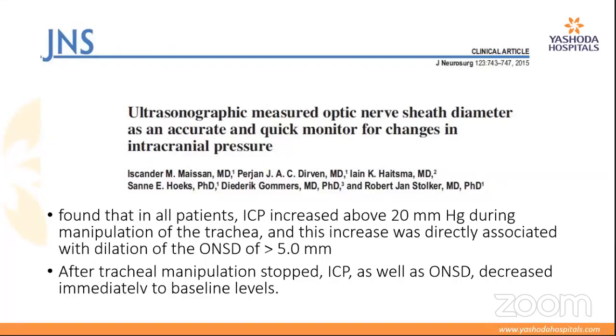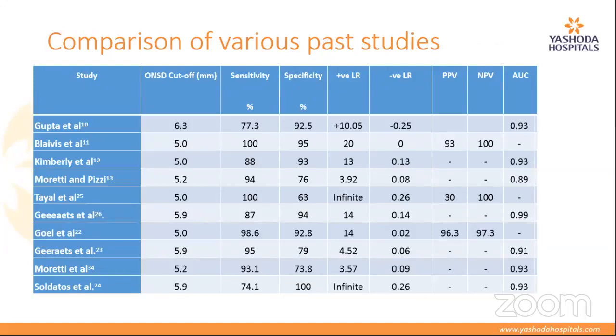So based on these studies, there were various other studies which were conducted in the past. If you see the cutoff values of the ONSD, they range from 5.0 to 6.3. Almost every study has a value like 5.0, 5.9, 5.2, 5.3, and the highest being 6.3, with a sensitivity ranging between 70 to 100% almost. So when you compare different studies, ultrasound is a very useful tool, and it should be done in every emergency department.